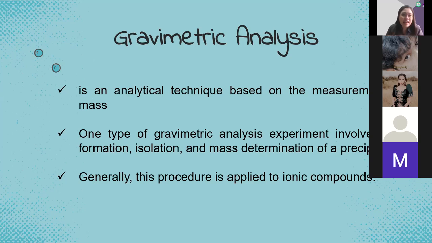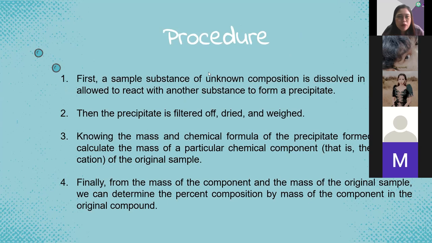So, ang process class sa pag-analyze ng precipitation reaction is gravimetric analysis. And generally, this technique is used for ionic compounds. So, bakit ionic compounds? Kasi mostly, ang nagpo-produce ng precipitate ay yung mga ionic compounds natin. Okay? Gachat si Dean. Then mostly, mga ionic compounds yung nagpo-produce ng precipitate.